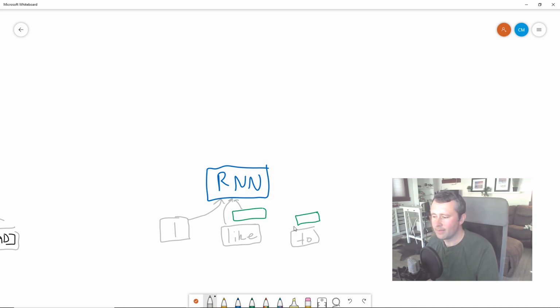So the key insight here is just that in order to process each of these words in the sentence, it has to go sequentially. You have to first process "I", and then the results of that are incorporated into the processing of the word "like", and then "to". So it's this very sequential thing that limits the potential for parallelization.